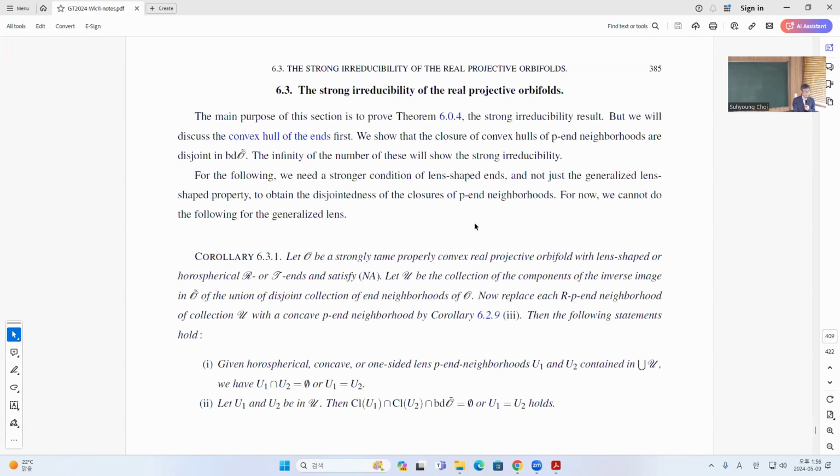Okay. So final 6.3 is a strong irreducibility. So we have this orbifold situation and end neighborhood, and we have our PN neighborhood we replace with concave PN neighborhood. Here actually I have to have an actual lens neighborhood. I cannot have just a generalized lens neighborhood. I need that. So in those cases, if you have any two, then they are either empty intersection or they are equal. They are actually closed and the boundary is empty, or actually they have to be the same. So this property is stronger. You replace with the stronger property at the boundary as well. Okay, sure. So that's the point here. At the boundary, they don't even intersect. I mean, their closure doesn't intersect in the boundary unless they are equal.